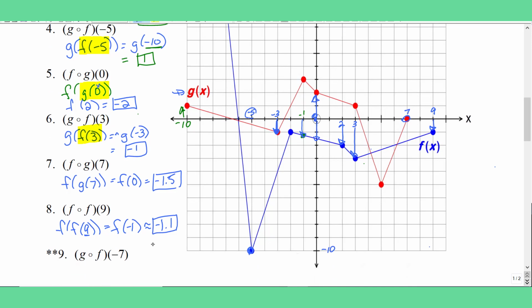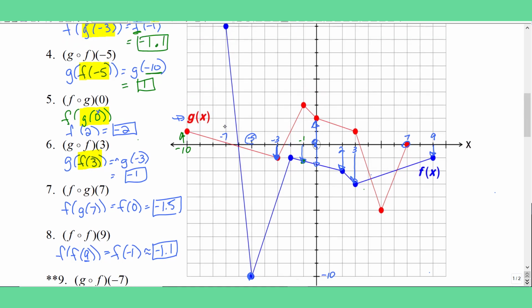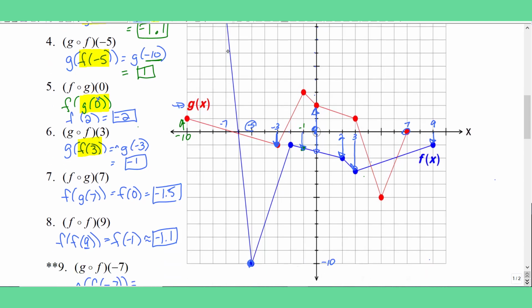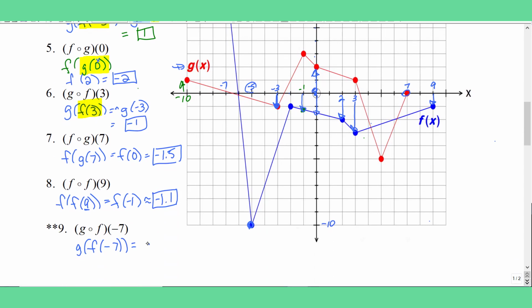Now, why do I have an asterisk by this next one? Well, let's find out. So I want to find g of f of -7. So let's see. This is -7, and I want to know what is my y value on my f one. So it's way up here. So let's see, 1, 2, 3, 4, 5, 6, 7, 8, 9. All right, so it's 9. Couldn't fit it all on my screen. So that says to find g of 9.